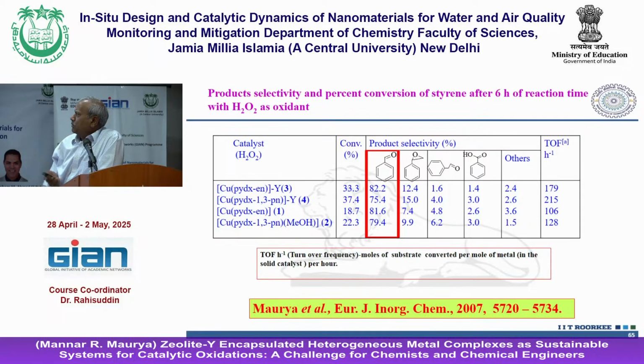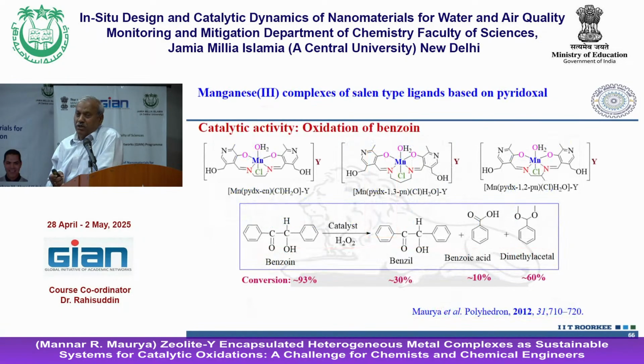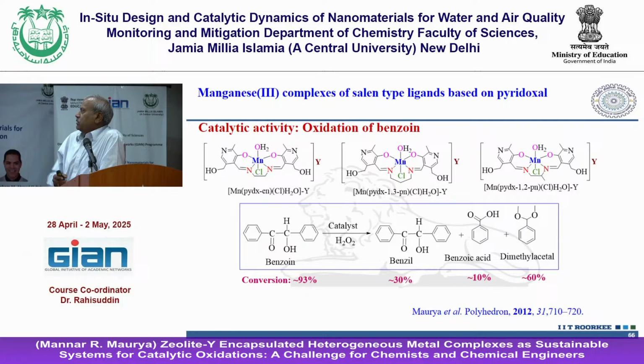Okay, with manganese, just to see if the metal change helps. So we have done some reaction with benzoin, and the major product is actually dimethyl acetal. After breaking the bond between the benzyl, benzil is 30%, benzoic acid 10%, and dimethyl acetal is almost 60%. But conversion is good. That is at least we can say that.